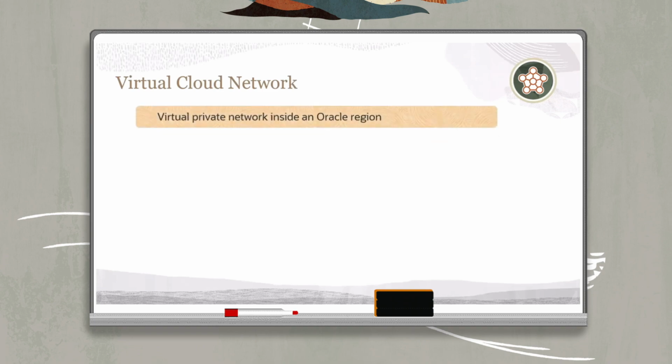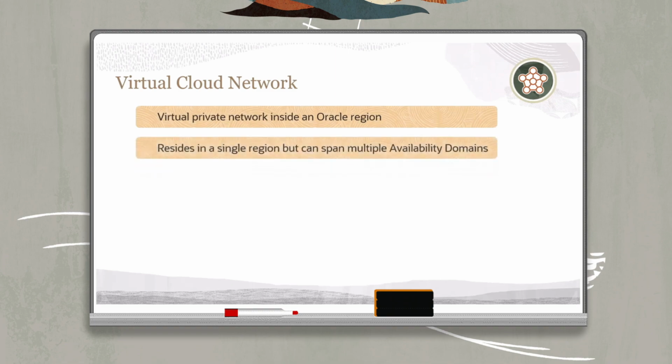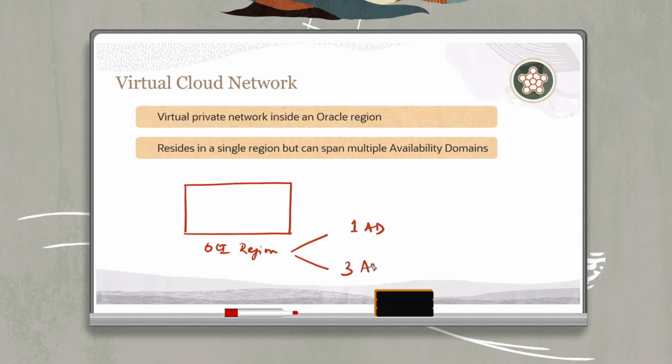So as we discussed, VCN is nothing but a virtual private network that you can create inside your Oracle Cloud Infrastructure region. Another key takeaway here is that you should understand that in OCI, a region can have one availability domain or it can have 3 availability domains.